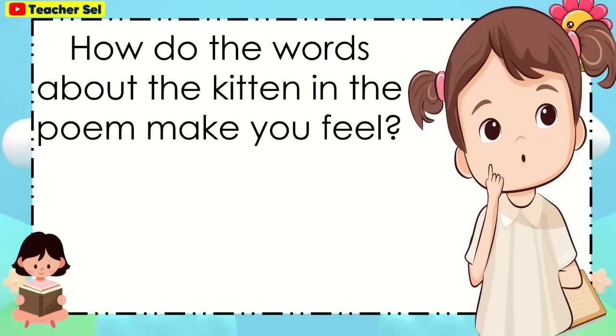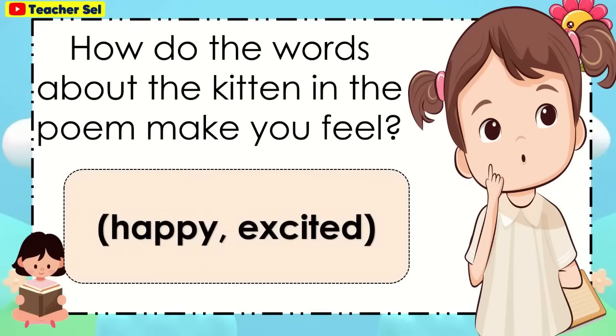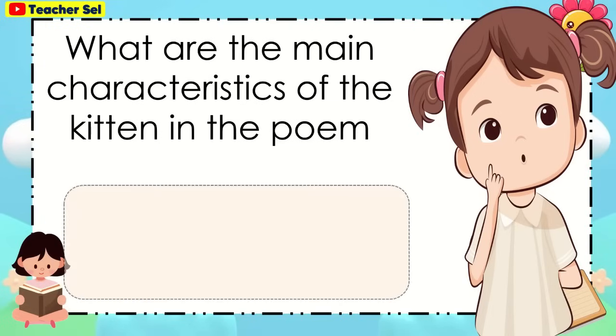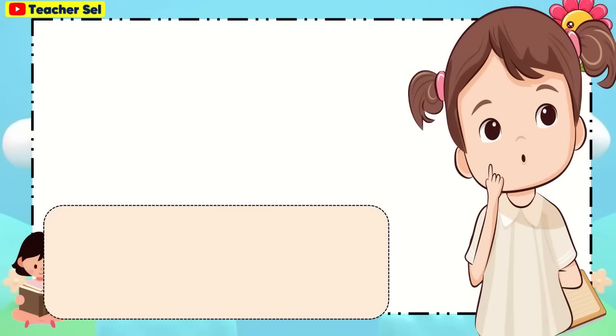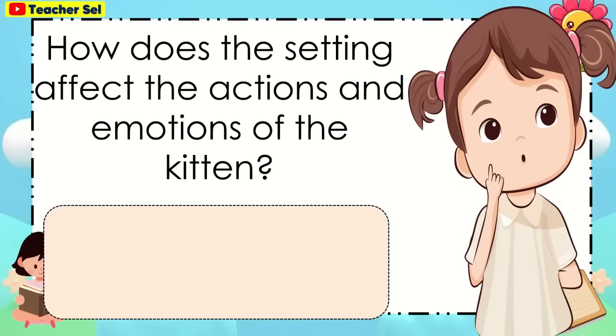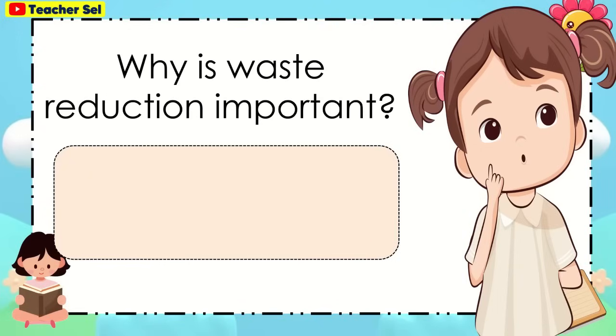How do the words about the kitten in the poem make you feel? Happy and excited. What are the main characteristics of the kitten in the poem? How do these characteristics affect the overall mood of the poem? How does the setting affect the actions and emotions of the kitten? How do you take care of God's creations? Why is waste reduction important?